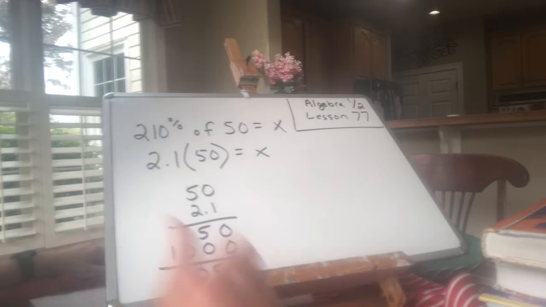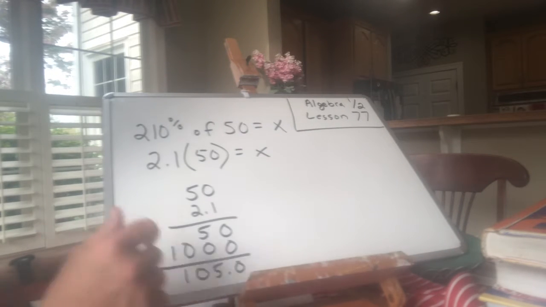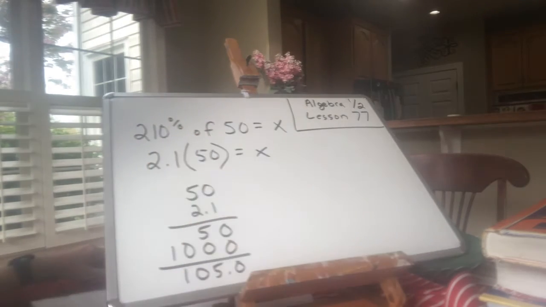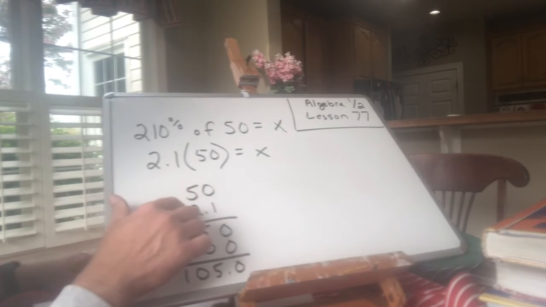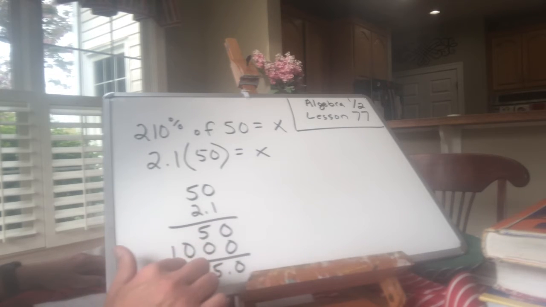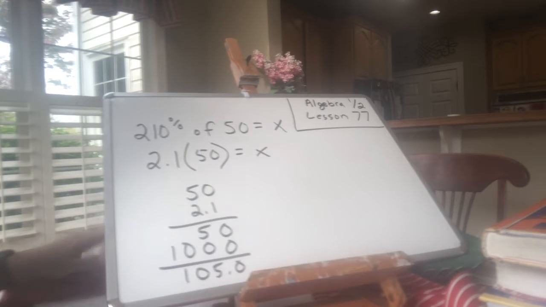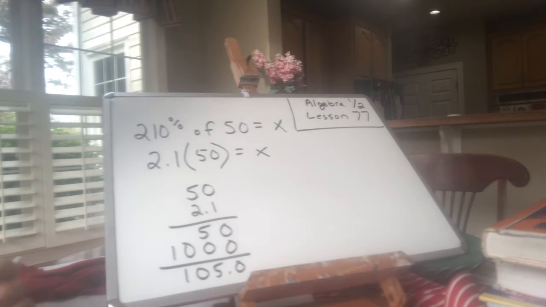Now, if I was to make 210% a decimal number, I know the word of means I'm going to be multiplying it, right? So 210% is 2.1 of, multiply it times 50. 2.1 times 50 is going to give me my unknown, right? So I did 50 times 2.1, and after multiplying it, it comes out to be 1050. Of course, I put in my decimal point, and my answer is 105. So 210% of 50 is 105, okay?